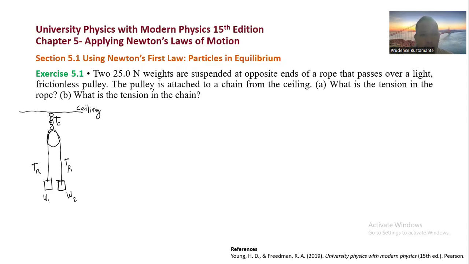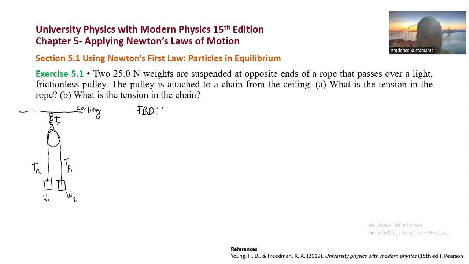So the pulley is light and frictionless. Therefore, because it's frictionless, the tensions here are equal, and also this pulley has a negligible weight, or a negligible mass. So let's draw the free body diagram of weight one first and weight two.